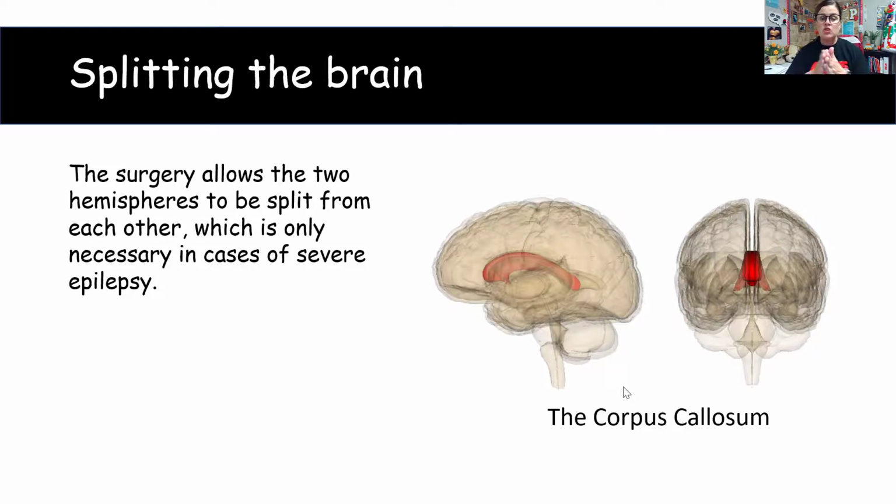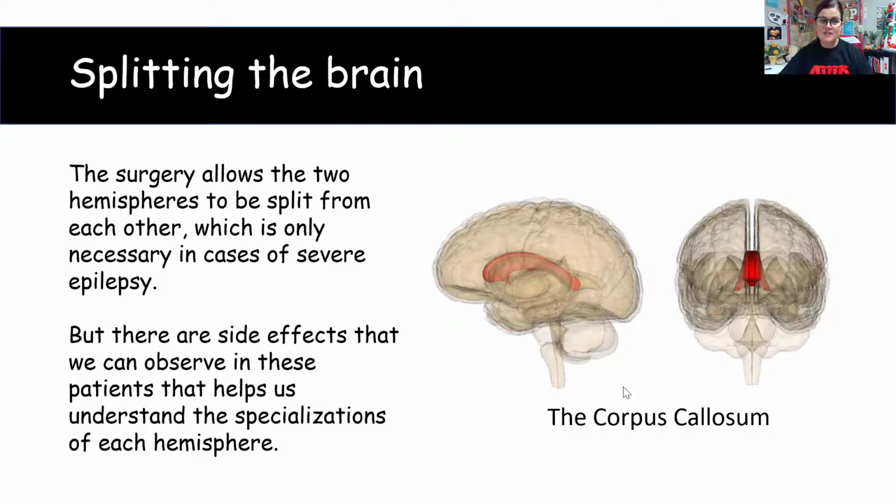So surgery allows the two hemispheres to be split from each other. And again, this is only necessary in severe cases of epilepsy, but it could also happen, and parts of the corpus callosum could be impacted, as I just said, by things like stroke, traumatic brain injury, an illness, and those types of things.